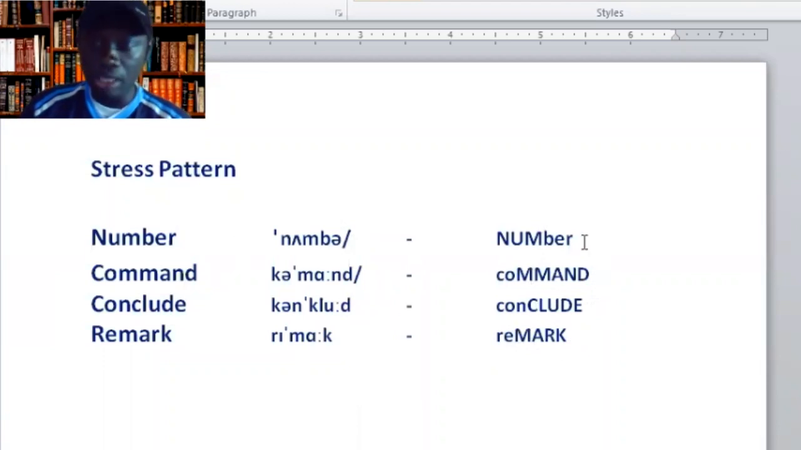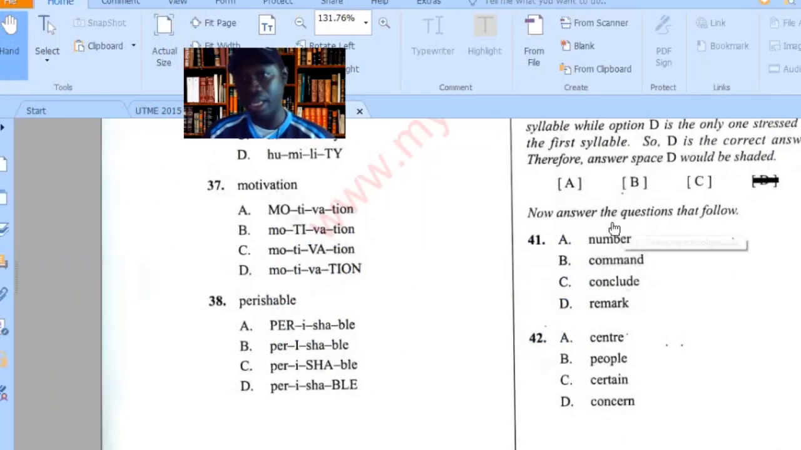Number is the only option here where the stress is placed on the first syllable. So that makes number your answer. So the correct option here is A, number. Question 42, center, people, setting, concern.